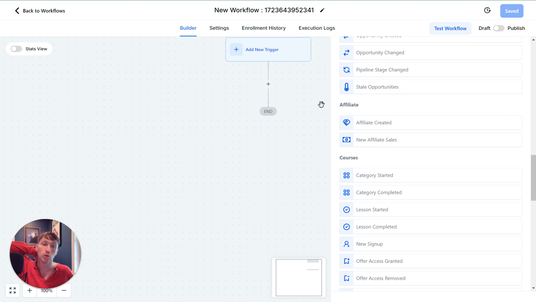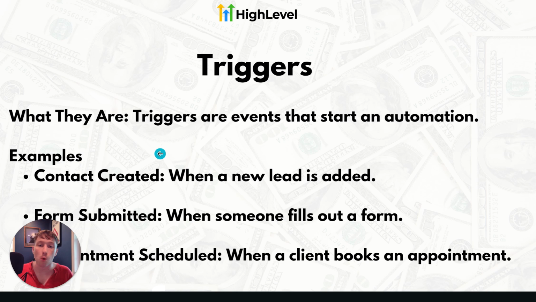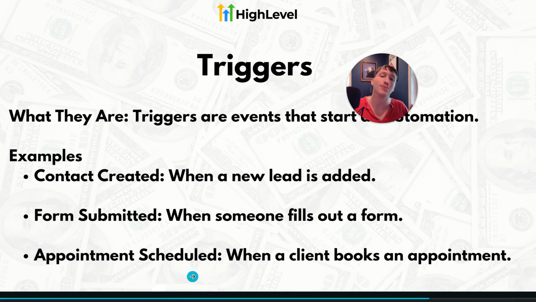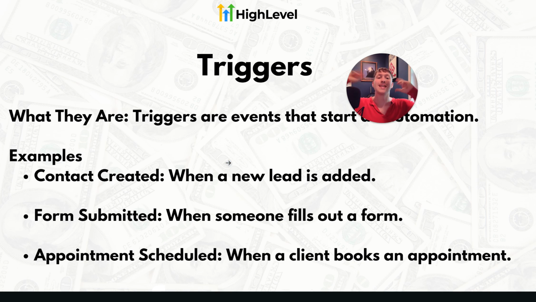Okay, so let me go into my slides and explain a little more. So what is a trigger? Triggers are events that start an automation. Okay, it's the first step. It's what starts it all. So examples, okay, you have contact created when a new lead is added, form submitted when someone fills out a form, appointment scheduled when a client books an appointment. Okay, you see this? It's very simple, very straightforward. It is that first step that starts everything, because it can't just start out of nothing. Someone has to trigger the sequence. So this is what triggers are. And this is step number one, defining the trigger for your automation.